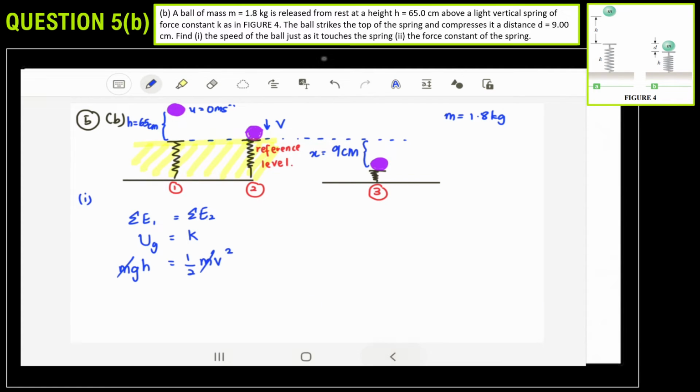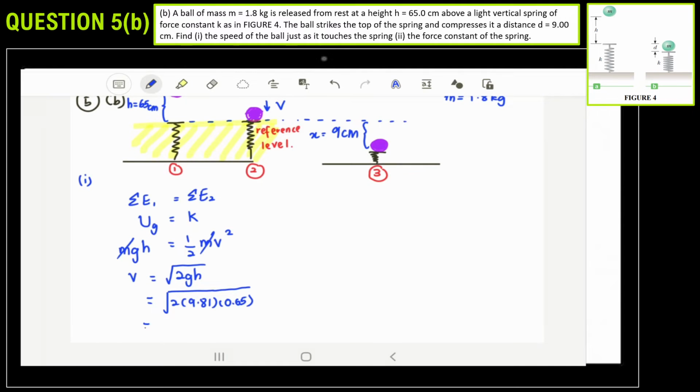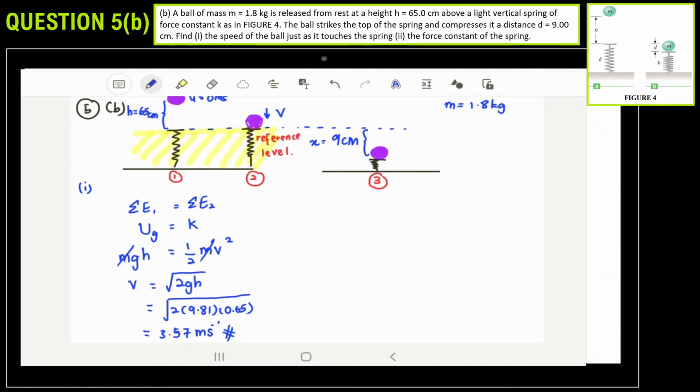So V is equal to the square root of 2gh, and then you can substitute the value. The height h here is 65 centimeter. Make sure you change to meter, so it's equal to 0.65. And the final answer is equal to 3.57 meter per second. So now we can proceed to the second question.